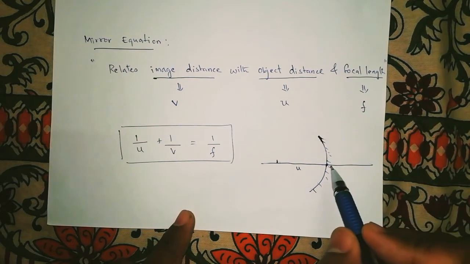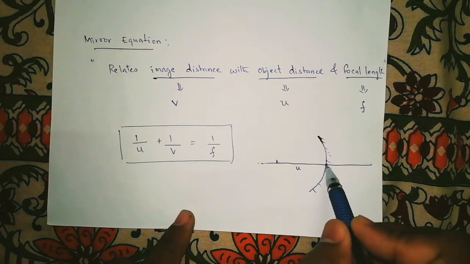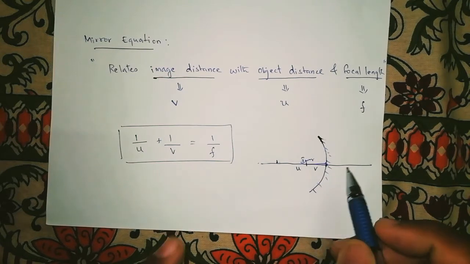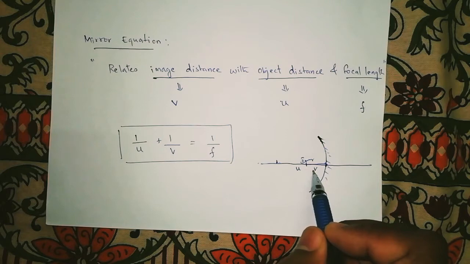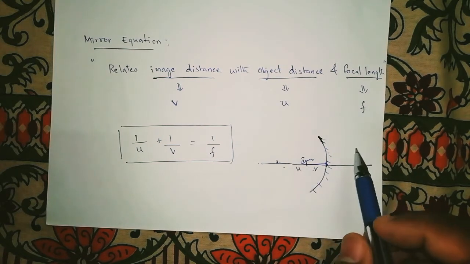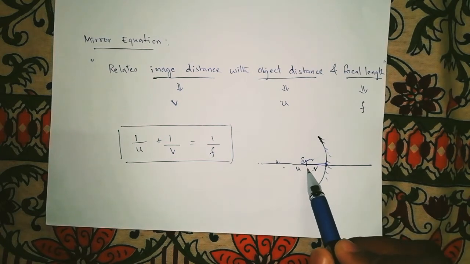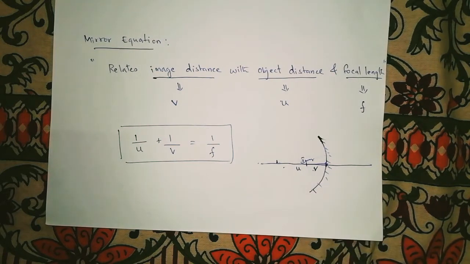Suppose the image forms somewhere, maybe here or here, wherever it forms. The distance between the image and the pole is the image distance. I can't say that the image comes only here. It can come here or it may come here, wherever it comes. The distance between the image and the pole is said to be the image distance.